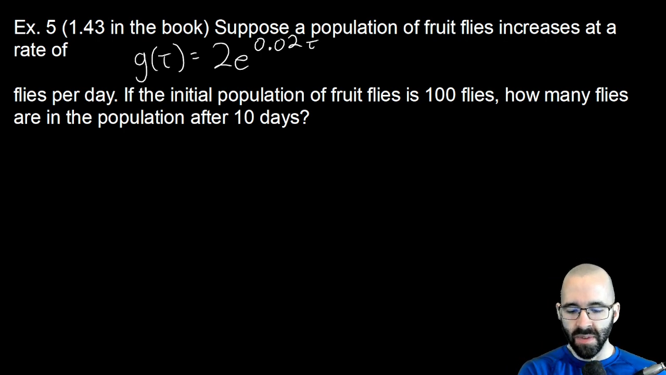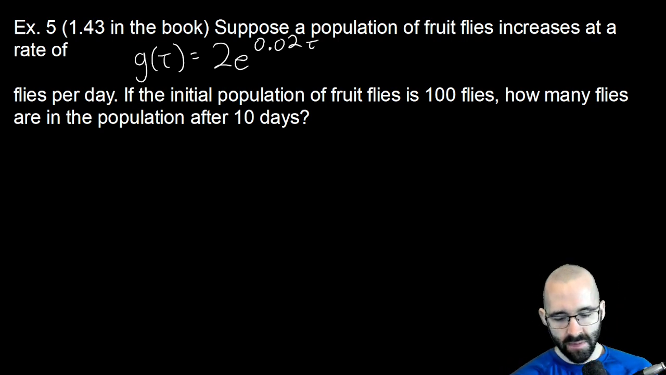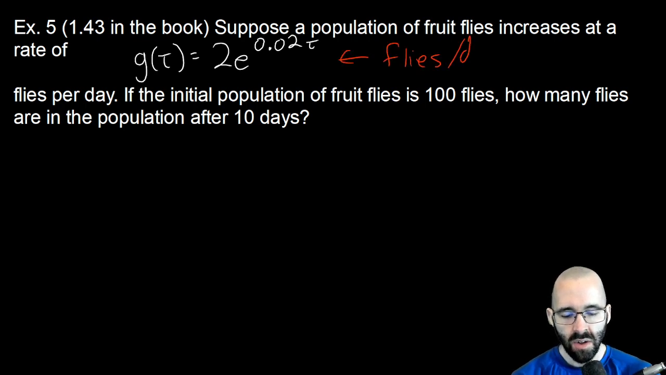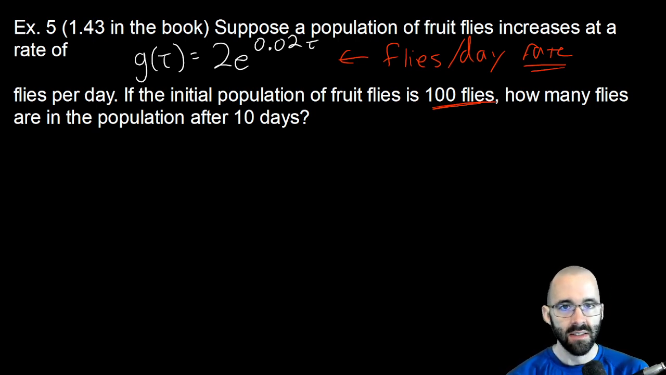Last one, which is pretty similar. I'd recommend you try this on your own, pause the video, and then we'll do it together. So this says we have a population of fruit flies, and this population increases at a rate of g of t is 2e to the point of another exponential function, and it increases at that many flies per day. So again, this is a rate. And not thousands this time, just 1-to-1 units. That's great. If the initial population is 100 flies, okay, that's going to be useful. How many flies are there after 10 days?